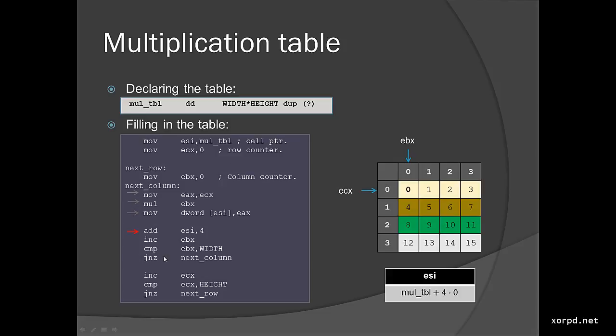Let's move on. Next we move 4 to ESI, and this is done so we can point to the next location in table, because after we've done the multiplication and store the result, we want to move to the next location to store the next result. By the way, the result here was 0, because 0 times 0 is 0. So we increased ESI, and next we increase EBX.